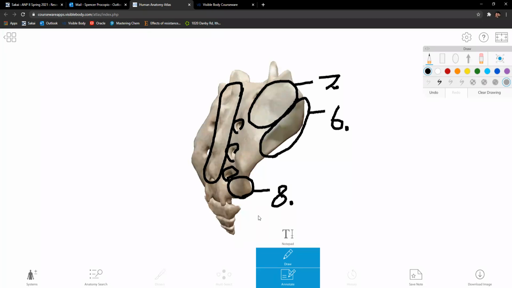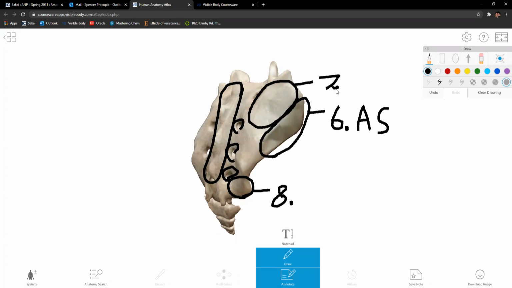All right, so let's go through. So number six is going to be your auricular surface. So if that name sounds familiar, which it should, you'll remember your auricular surface on the os coxa. So this auricular surface and the other auricular surface actually connect to one another and create a joint, which is then going to create your whole pelvis.